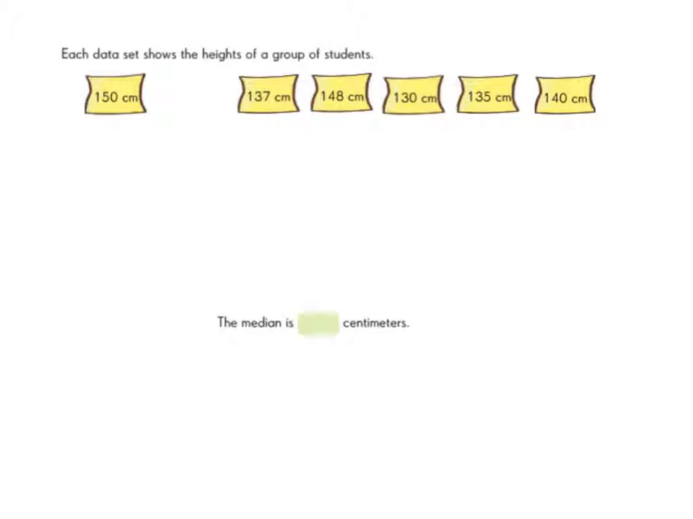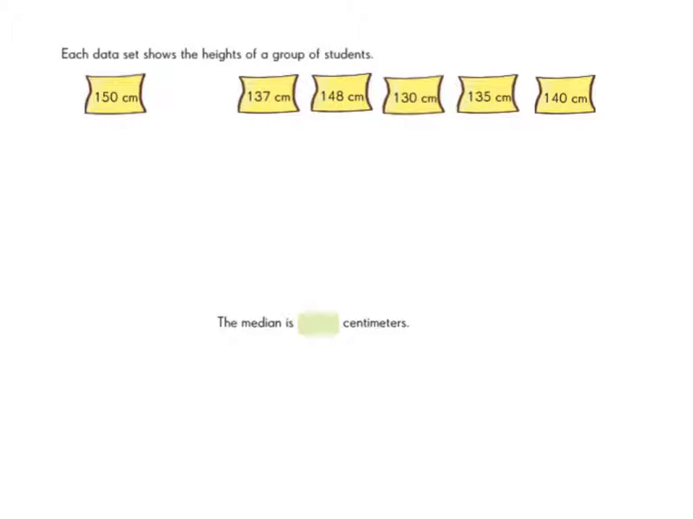One is 150 centimeters, one is 127 centimeters, one student is 137 centimeters tall, one student is 148 centimeters tall, 130, 135 centimeters, and 140 centimeters tall. How many students are there? There are 1, 2, 3, 4, 5, 6, 7 students.